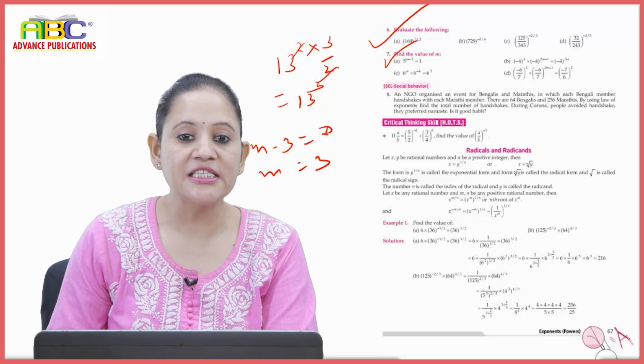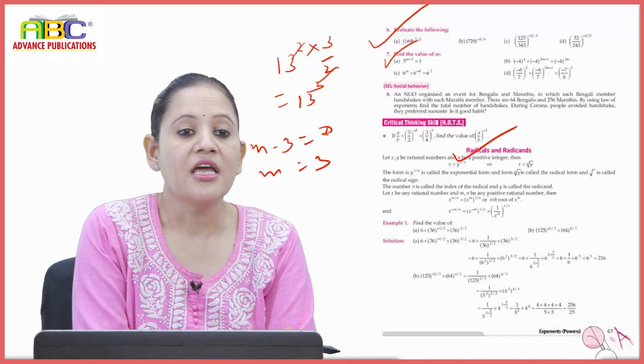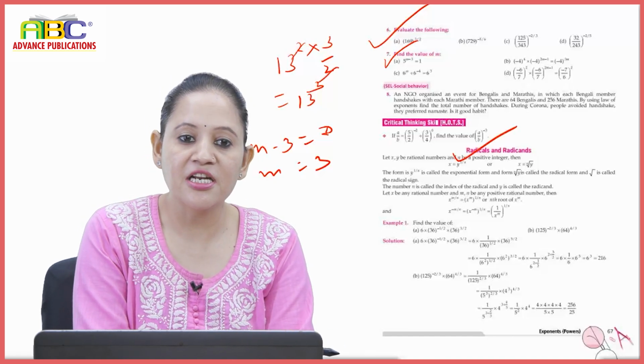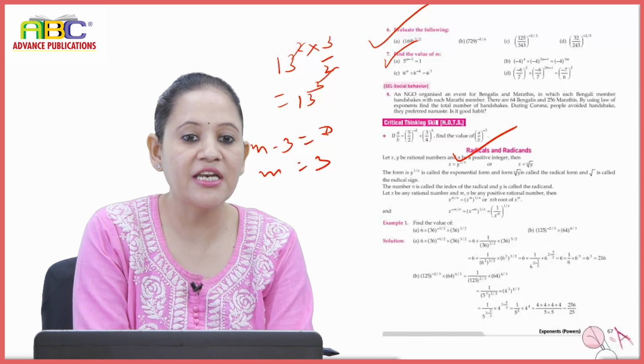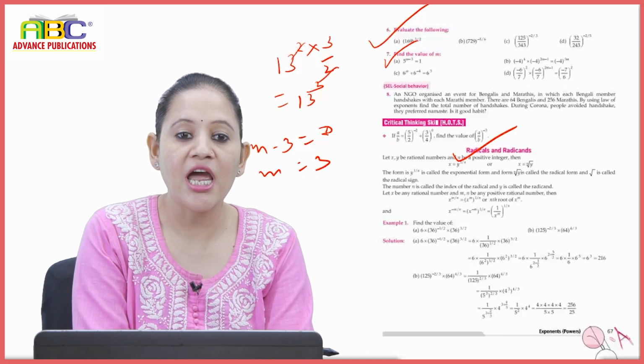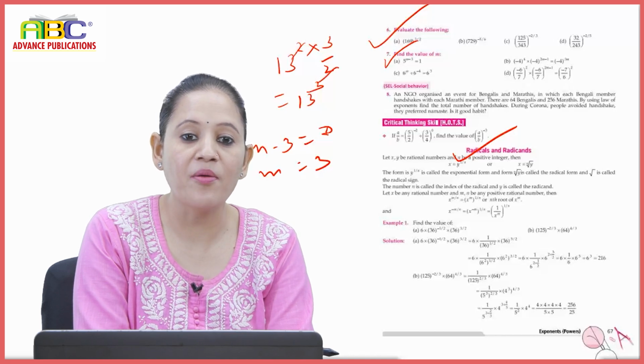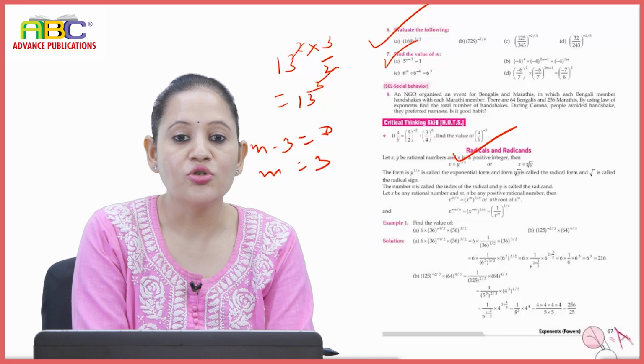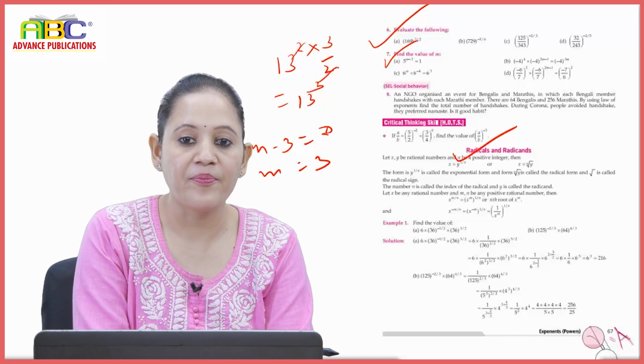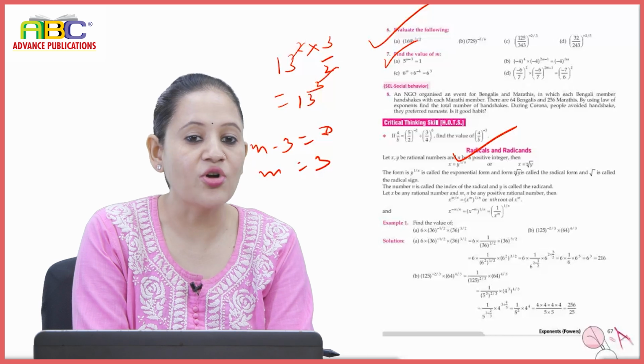Next is radicals and radicands. Let x and y be rational numbers and n be a positive integer. Then x equals y to the power 1 upon n, or we can write x equals the nth root of y. The form y to the power 1 upon n is called the exponential form, and the form nth root of y is called the radical form, and the root symbol is called the radical sign. The number n is called the index of the radical and y is called the radicand.